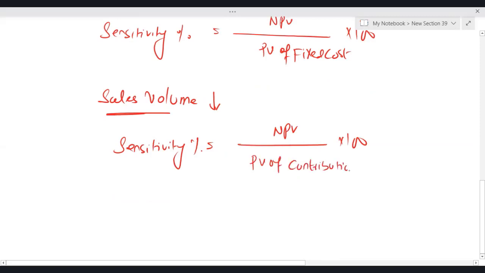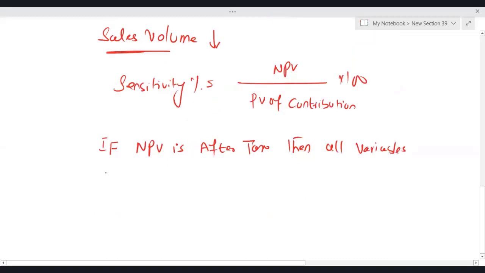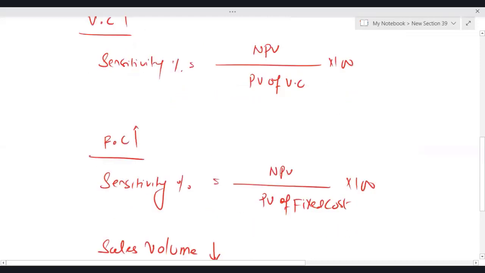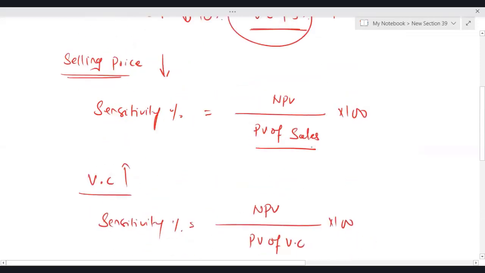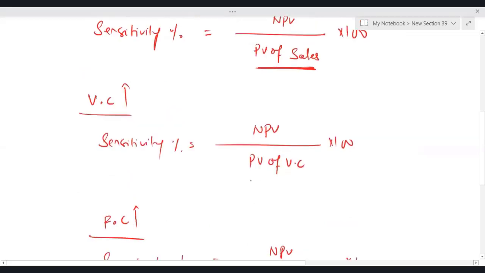Now listen and listen carefully. If NPV is after tax, then all variables which are in the denominator will be after tax. For example, in the denominator, you will take present value of sales after tax, present value of variable cost after tax, because if the numerator, which is NPV, is after tax, then the denominator has to be after tax.